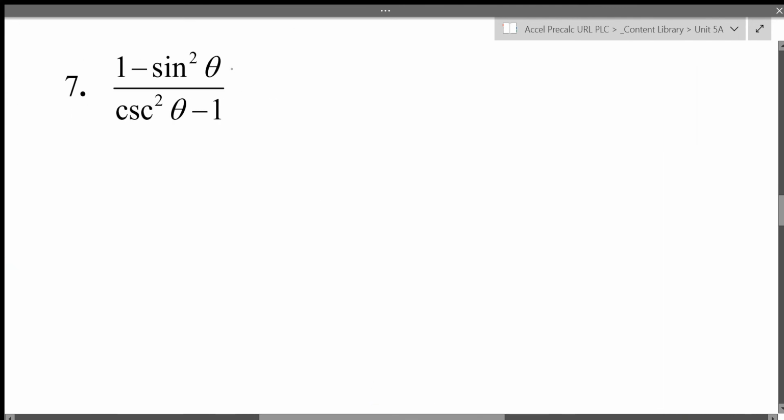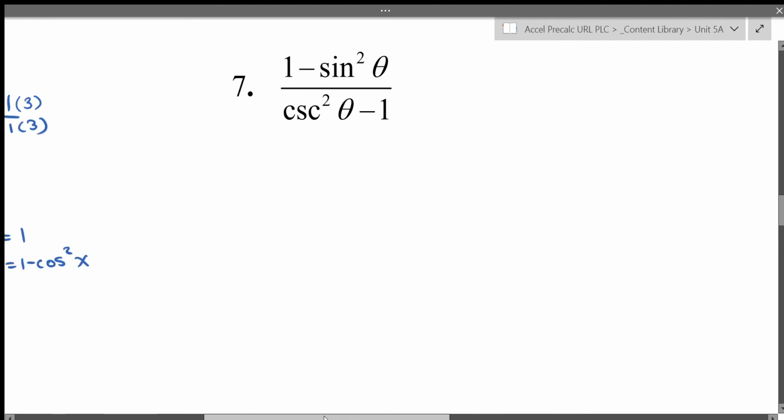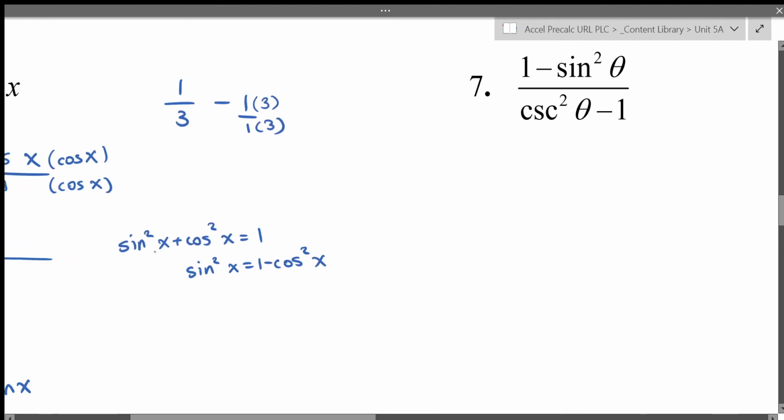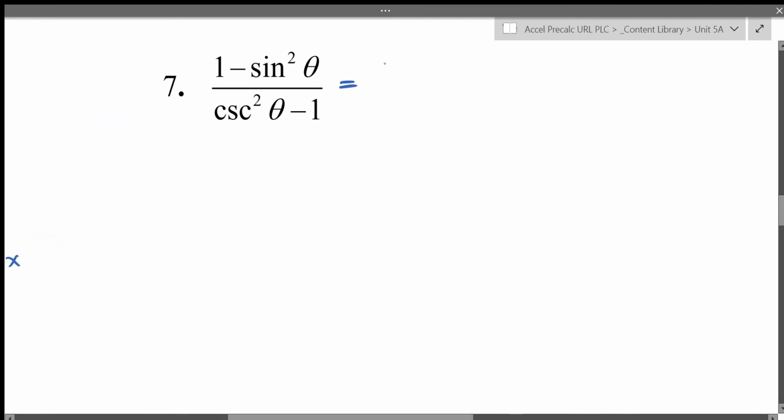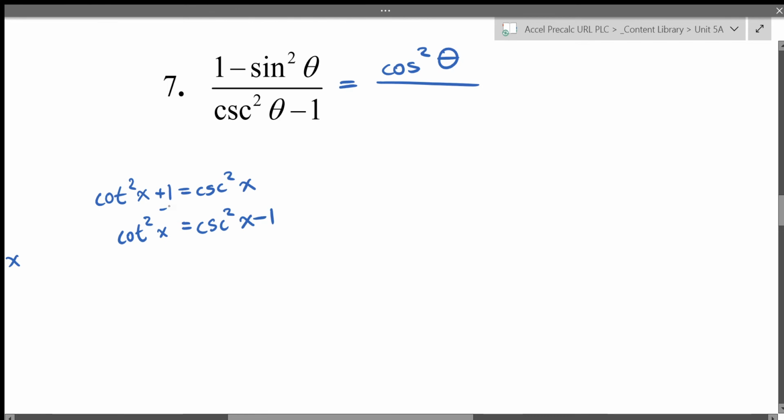All right. Let's go ahead and finish this. 1 minus sine squared theta. If you take this identity right here and solve that for 1 minus sine squared theta, that should be cosine squared theta. So we have our first Pythagorean identity in the numerator. And then I know that cotan squared x plus 1 equals cosecant squared x, right? So what I can do here is I can say cotan squared x is equal to cosecant squared x minus 1. Subtract 1 from both sides. So this is cosine squared x over cotan squared x, or theta in this case.